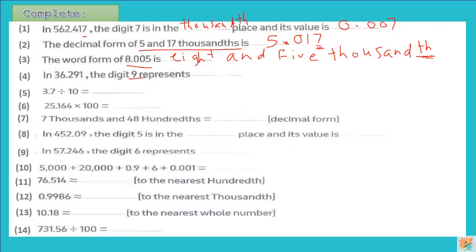This number 9, the digit 9 represents what? It represents 0.09. Okay, or it's called 9 hundredths. The next one, 3.7 divided by 10. وزي ما اتفقنا واحنا بنشرح الليسون, when we do divide, decimal point moves left. So the answer will be 0.37.